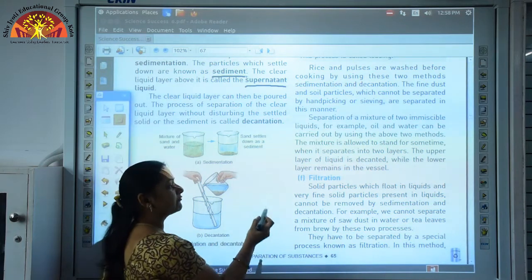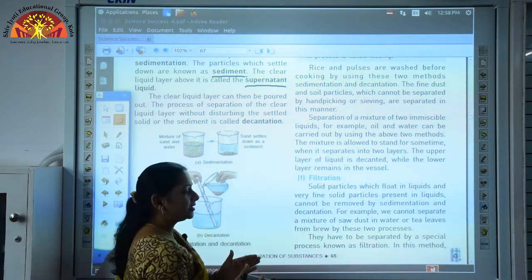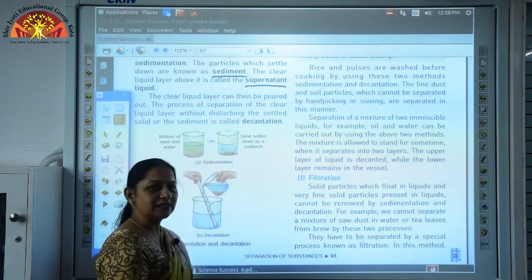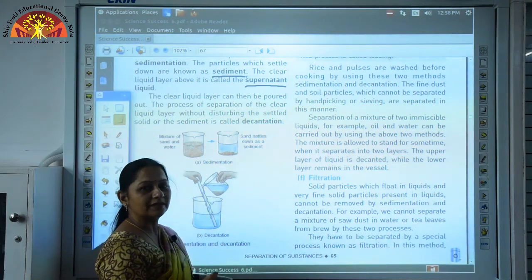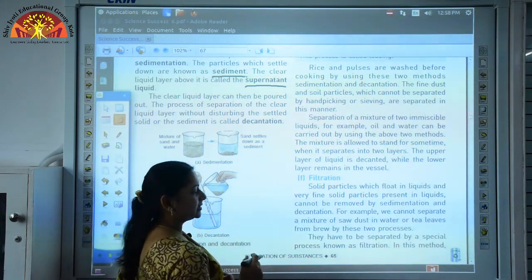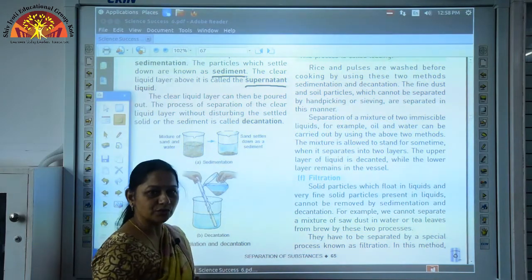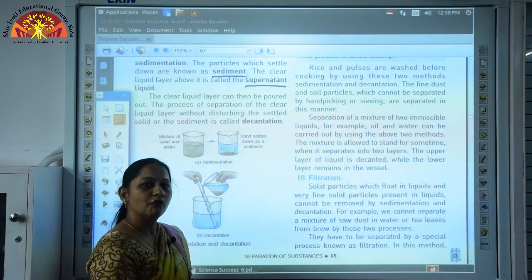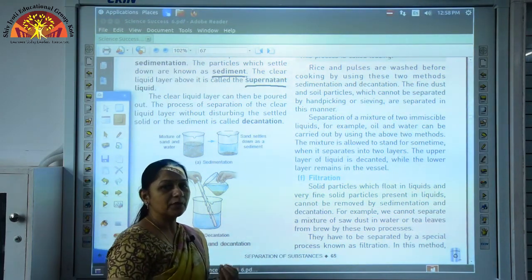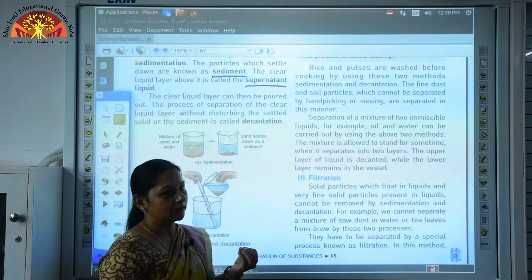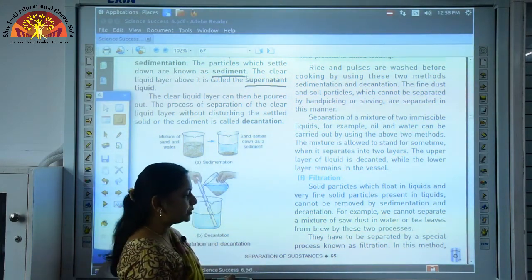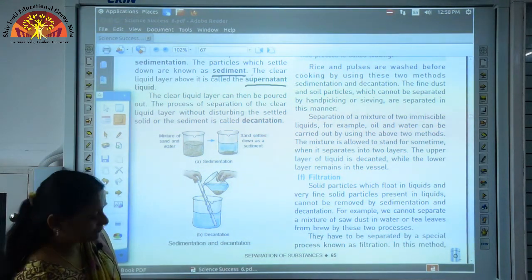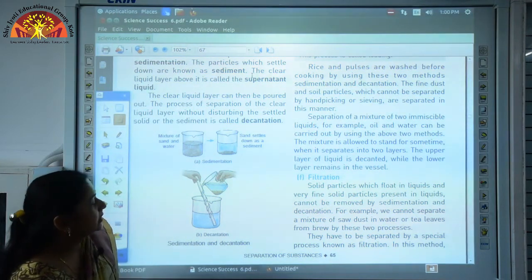Now, this process of filtration is in continuation, or we can say when the particles cannot be separated by sedimentation and decantation, we separate them by using filtration. In this, a filter paper is used, as I showed it to you. The mixture is allowed to pass through a filter paper, and the insoluble particles remain on top as residue, and the clear liquid which is obtained after filtration is called filtrate.